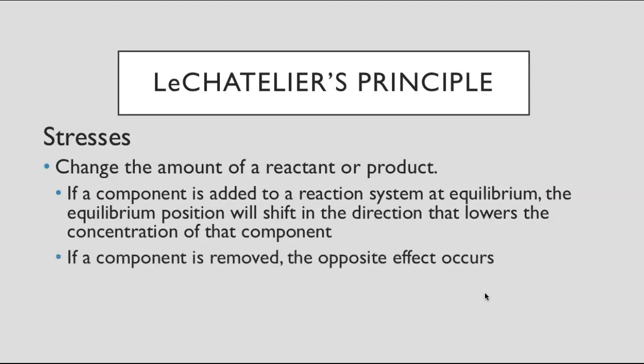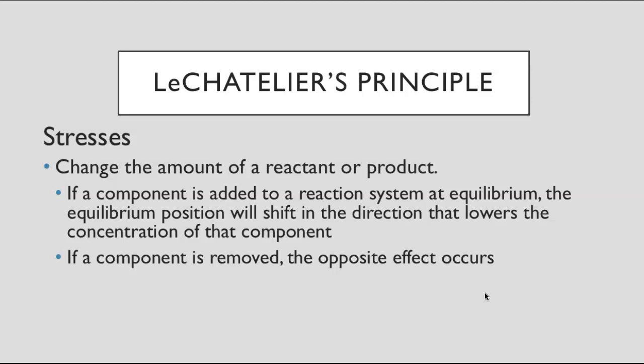If you remove a reactant or product, the opposite takes place. The reaction wants to try to make more of it, so it's going to shift toward that side. If you remove a reactant, it's going to shift toward the reactants. If you remove a product, it's going to shift toward the products. So if you add something, it shifts away from that. If you remove something, it shifts toward it.